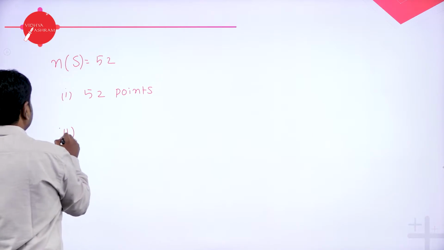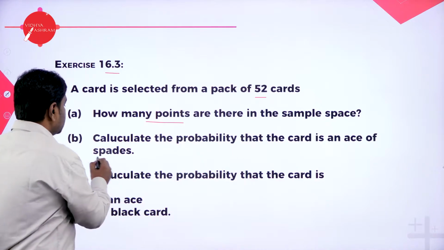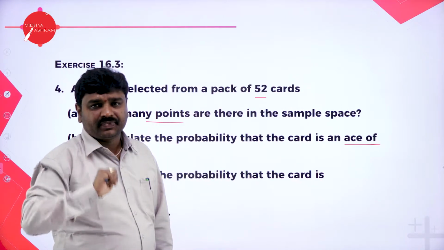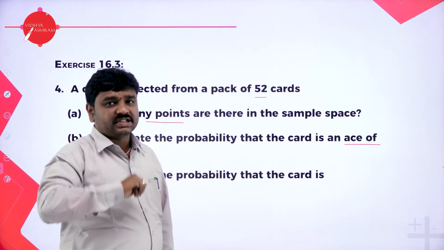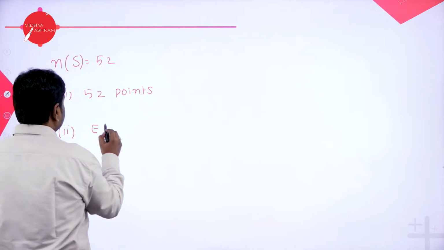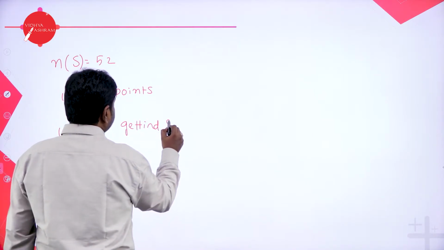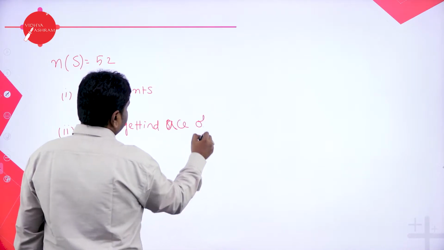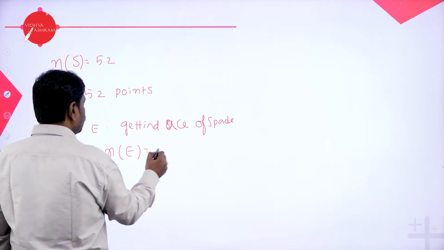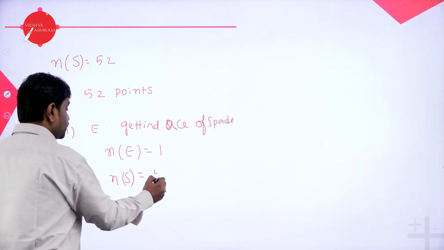And the second question, they're asking you to calculate the probability that the card is the ace of spades. They're not asking just for an ace. Dear students, we'll have 4 aces in a pack of 52 cards, and 1 ace is of spade. So event E is getting the ace of spade. We'll have only 1 card which is the ace of spade, so the number of elements in E is only 1. And the number of elements in the sample space is 52.